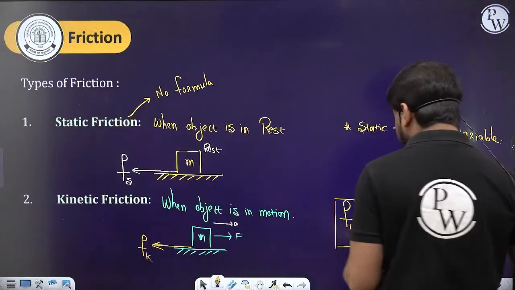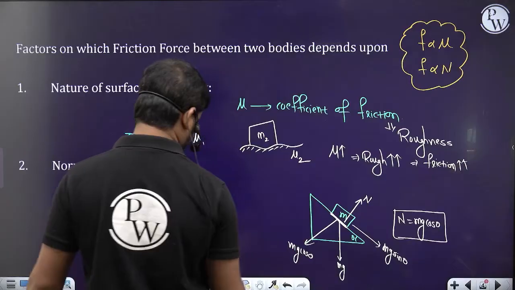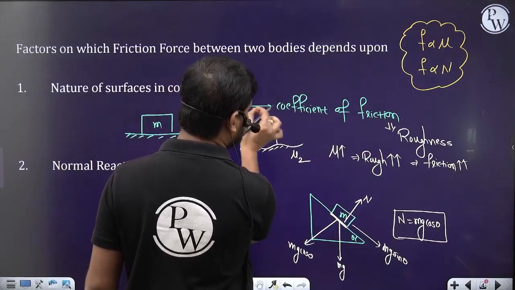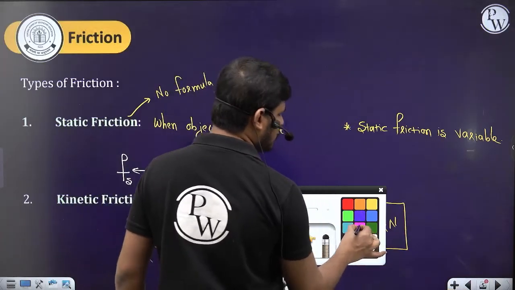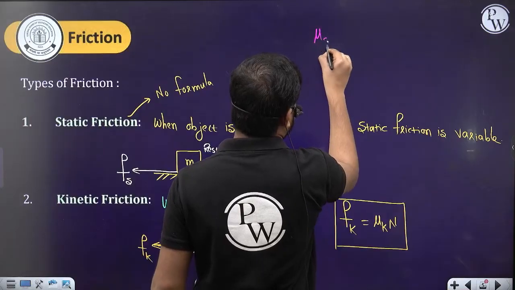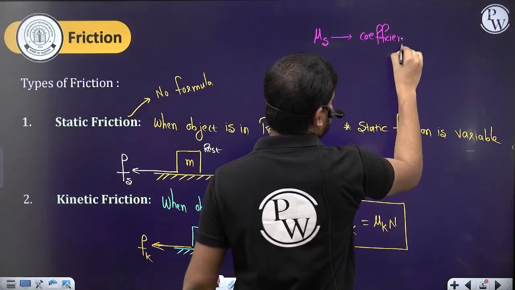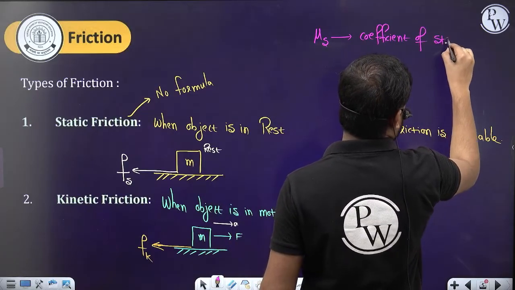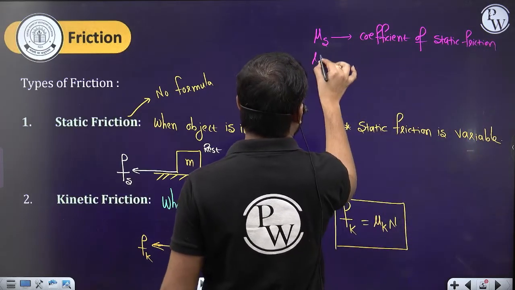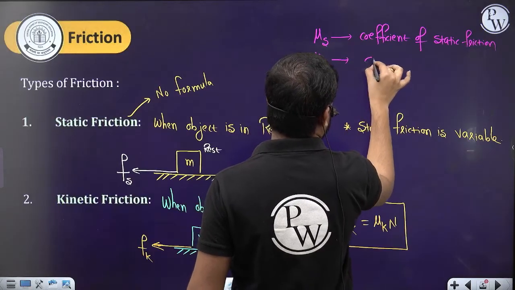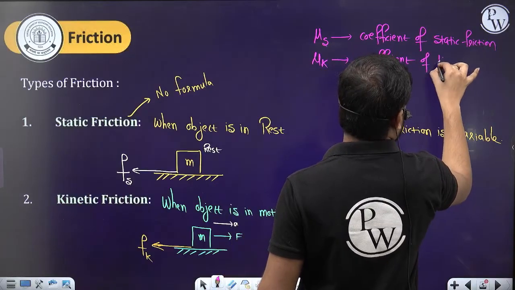What is mu k, sir? Mu k is the coefficient of kinetic friction. There are two types of coefficient of friction. See, mu is the coefficient of friction, right? So there are two types of coefficients of friction now. What are they? One is mu s, the coefficient of static friction, and then mu k is the coefficient of kinetic friction. Remember these two.